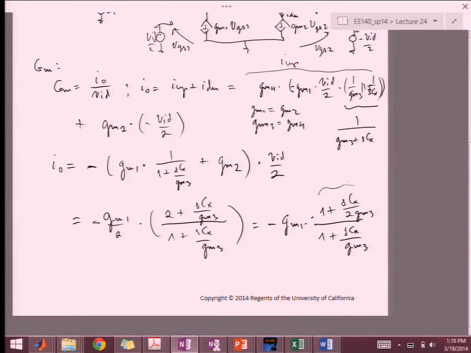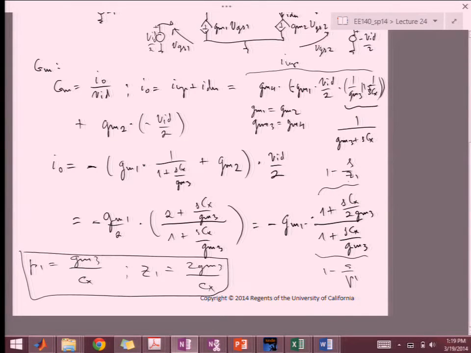This should be of the form 1 minus S over zero, 1 minus S over pole 1. So we have a pole that is equal to GM3 over CX, and then we have a zero that is equal to 2 GM3 over CX. So this mirror essentially introduces a pole-zero doublet or pair, and you see that the distance between these two is only 1 octave. It's only 2x difference.